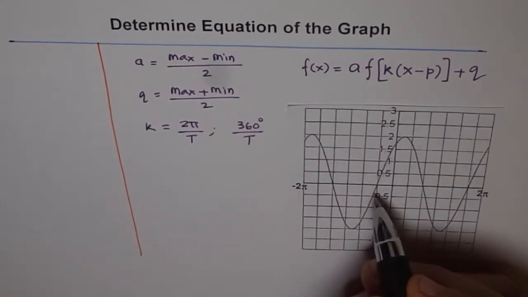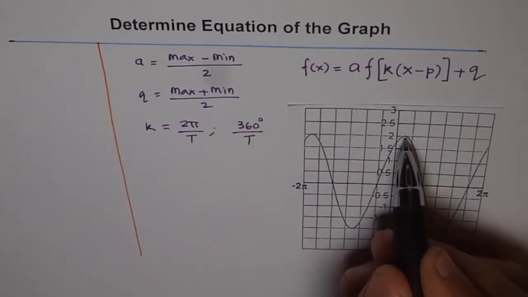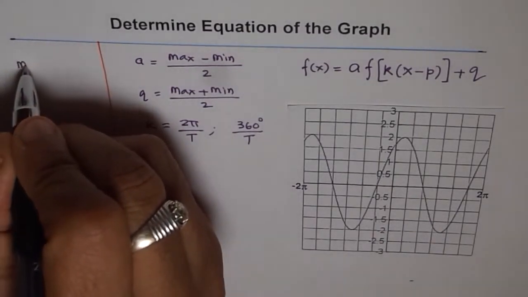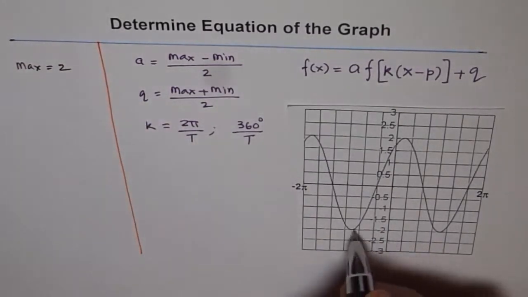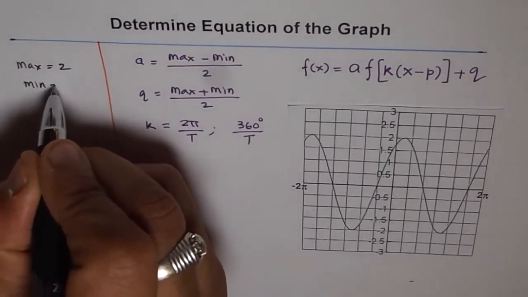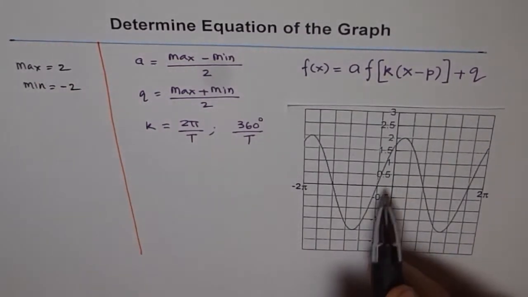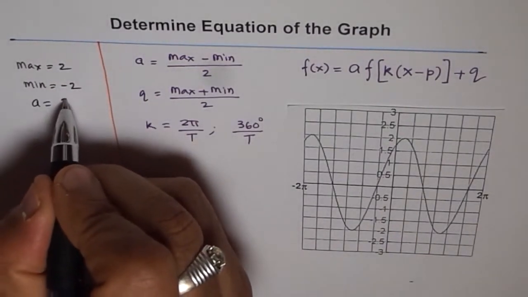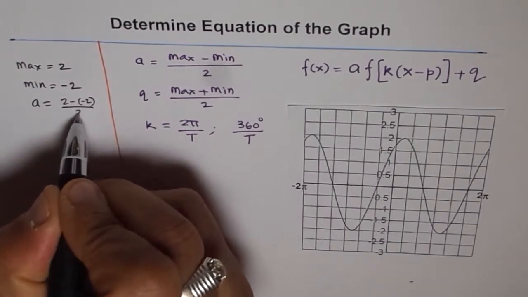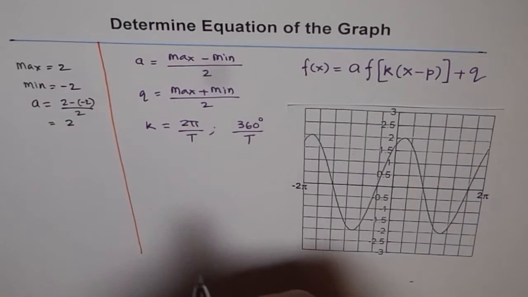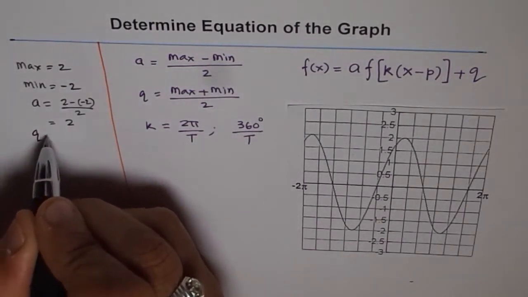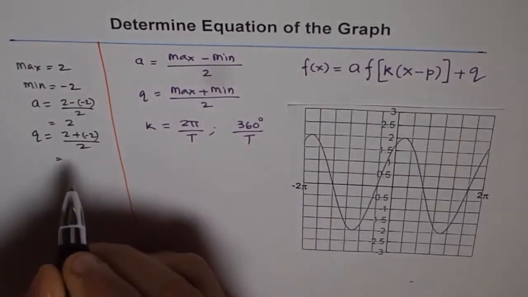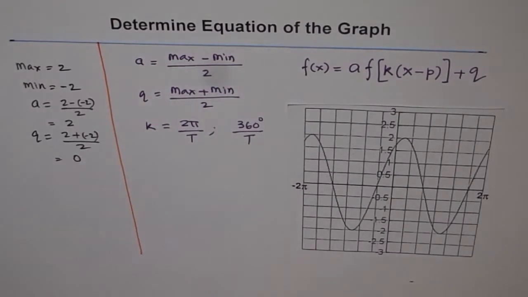Now, let's try to do it. So what is our maximum here? The maximum value for us in this graph is plus 2. So we say max is 2. Minimum value is minus 2. So minimum equals minus 2. Now once we know maximum and minimum, we can find a and q. We say a is maximum minus minimum, which is 2 minus minus 2 divided by 2, which is 4 divided by 2, that is 2. Now q is the average of the two. That means 2 plus minus 2 divided by 2. That is 0 divided by 2, which is 0.